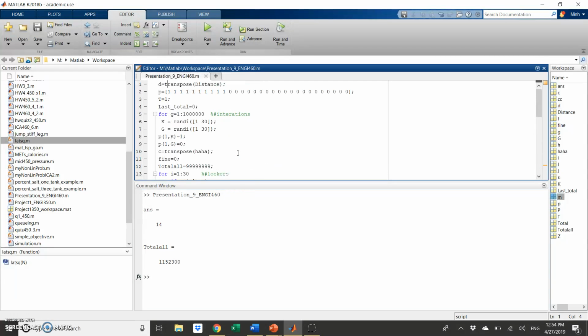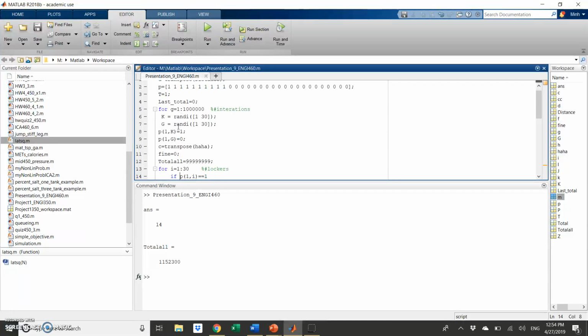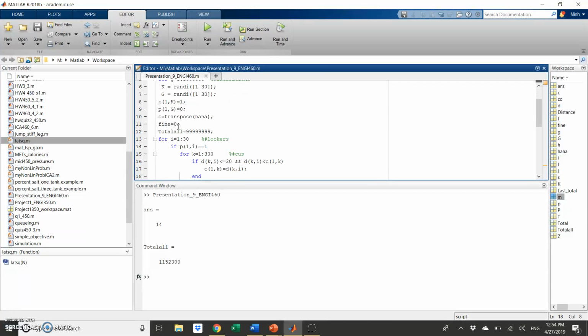The P array is where to put the locker, where 1 means put it and 0 means not. This is the number of iterations. We are using 1 million as I said before, and for the Monte Carlo simulation we're just going to randomly choose where to put the locker and randomly erase 1 locker, which is very basic. We're also going to assign the locker to each customer and calculate the cost function.